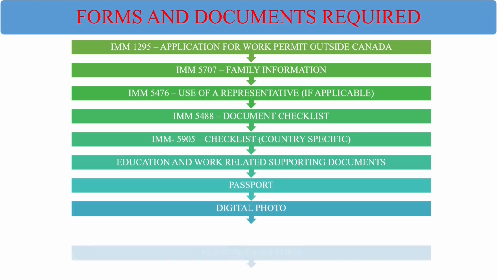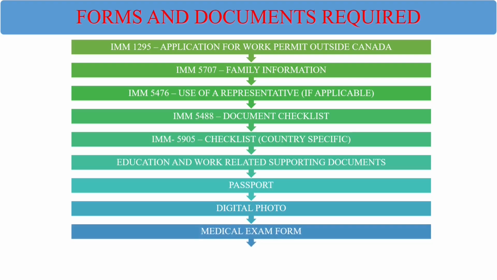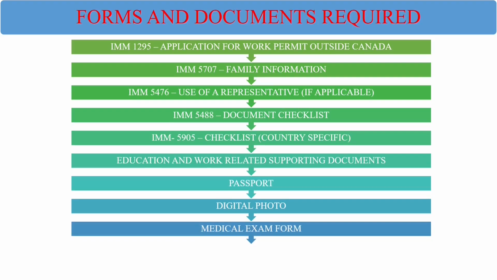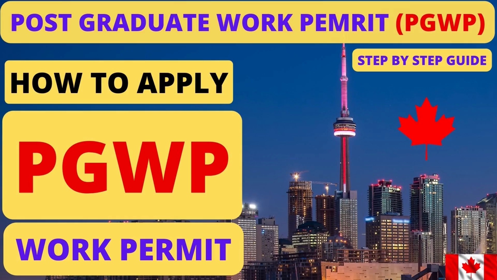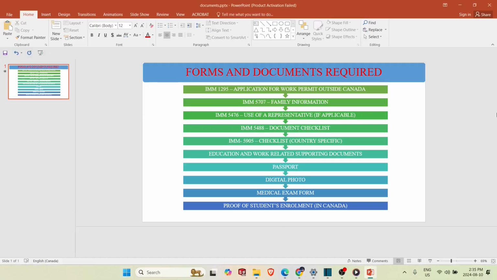Then your passport, your photo, your request for medical exam form, and lastly, do not forget to upload proof of the student's enrollment inside Canada. That should complete all the documents and forms that you need to upload to complete your application. Now, if you want to apply for an open work permit from inside Canada, then I have already made a detailed video on that. You can find the link below in the description. This is all about Spousal Open Work Permit.